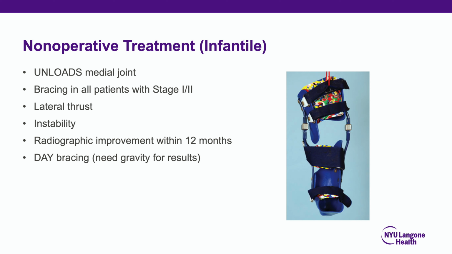Most can be treated non-operatively in the KAFO of your choosing. This unloads the medial joint. Bracing is appropriate in kids with early stage infantile Blount's who have lateral thrust or instability. Typically, one will see radiographic improvement within a year, and day bracing is needed as you need gravity for results.